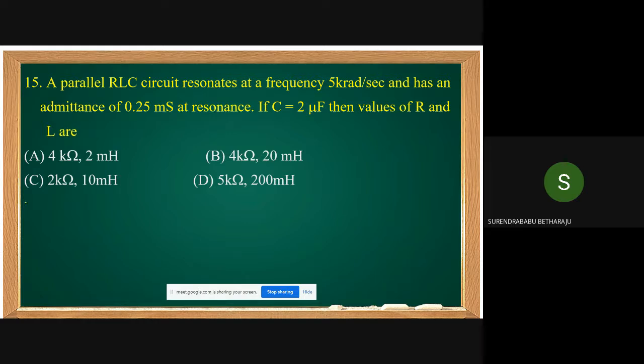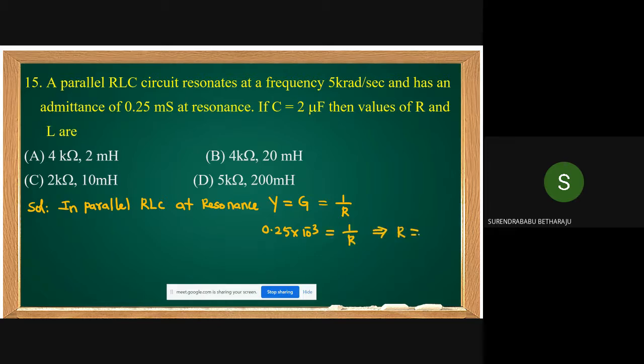It is also simple. We know that in parallel RLC, at resonance, what are the conditions, friends? Y is equal to G, that is Y equal to 1 by R. Very good. Use this relation. The admittance is given as 0.25 into 10 power minus 3, which is equal to 1 by R. Then you find the resistance. R equal to 4 kilo ohms, we are getting.